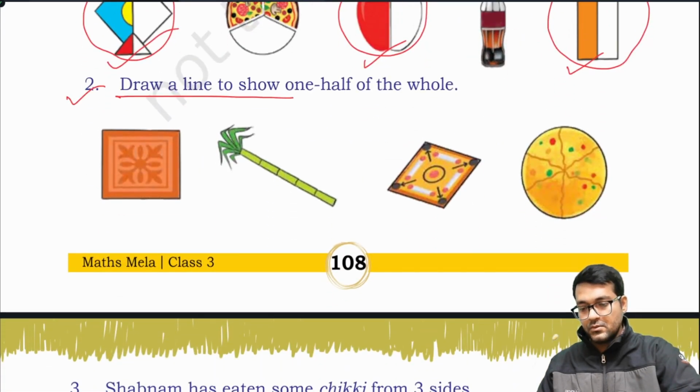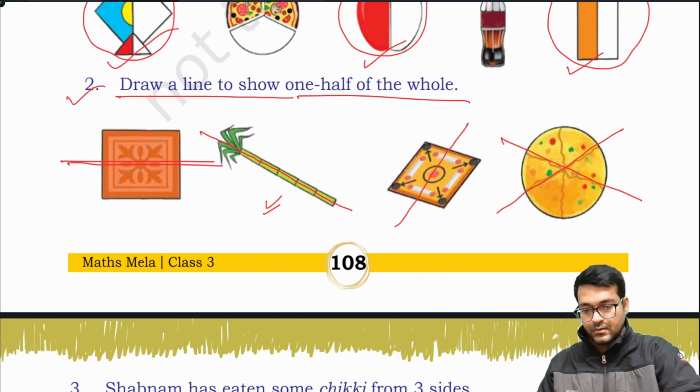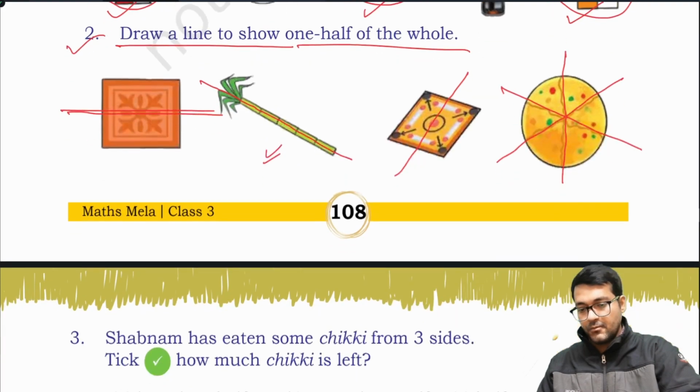2. Draw a line to show one half of the whole. You can draw like this or like this or diagonally like this or like this, from one corner to another. For simplicity, I am drawing horizontally. Similarly, you can draw a line like this to make half of this sugar cane. Similarly, a line like this, or you may draw like this to make it half. Similarly, any one of these.